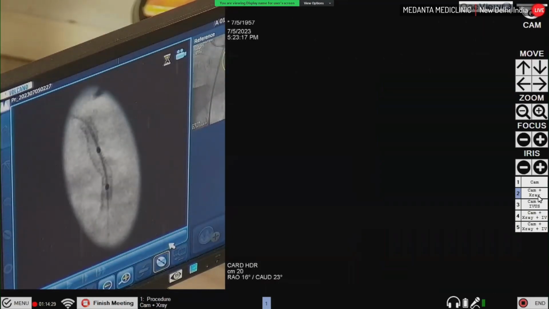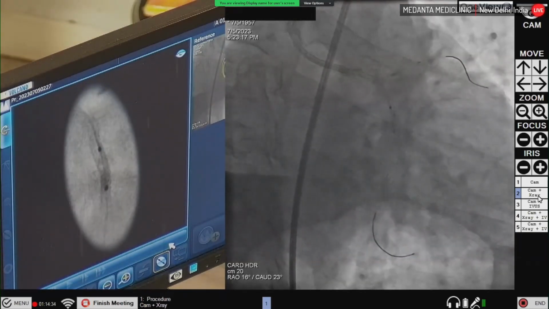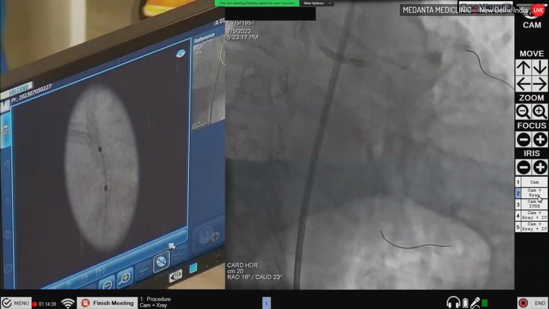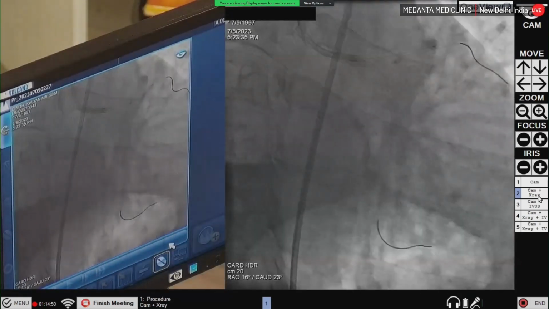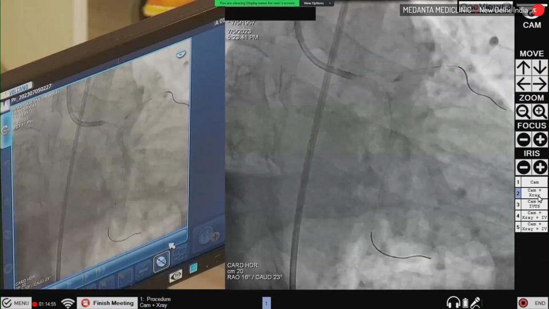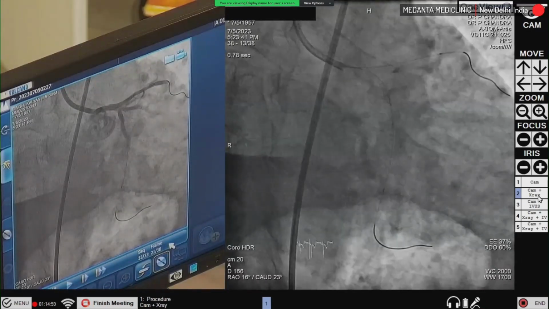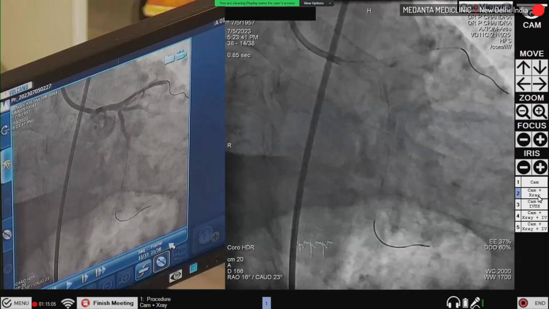Okay, go up 1, 2, 3, 4, 5, 6, 7, 8, 9, 10, 12, 14. Deflate. Okay. So I think we are kind of done with this post dilatation of the stent. Okay, check please. So we can take a final check shot of this artery. That looks nice to me. Okay. Some nitro, please.